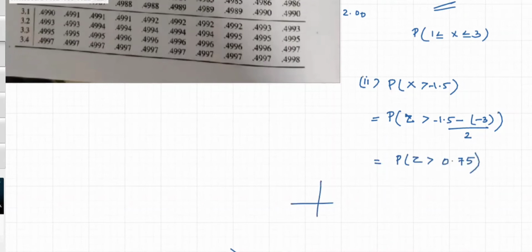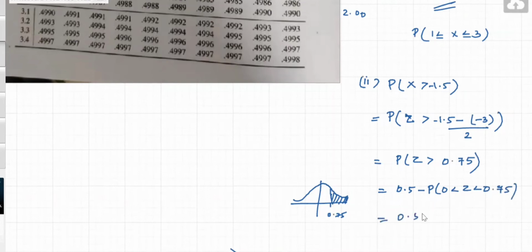So let's draw the graph first. 0.75 is somewhere here. z greater than 0.75 means the values on the right hand side of 0.75, and the probability is the area of the shaded region. Now how to find this? We know that the total right hand side area is 0.5, minus we delete the probability or the area from 0 to 0.75.